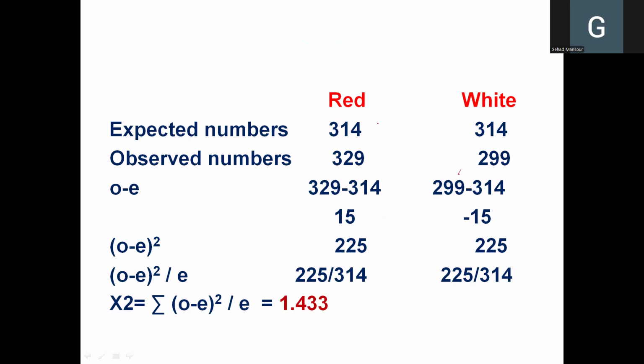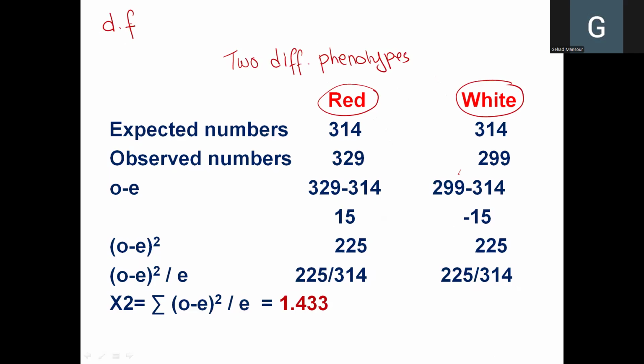So the expected, this is a very organized way of answering problems on Punnett squares. So you write the phenotypes above, because this helps you know that you have two different phenotypes. And why is it important to know that we have two different phenotypes? Because we will need to calculate what we call the degree of freedom.